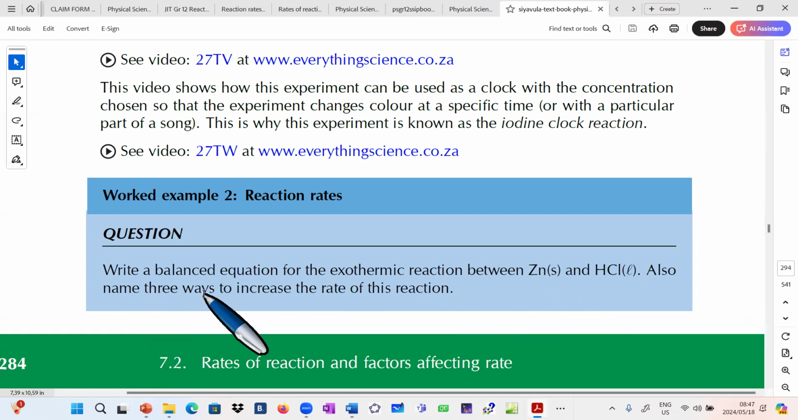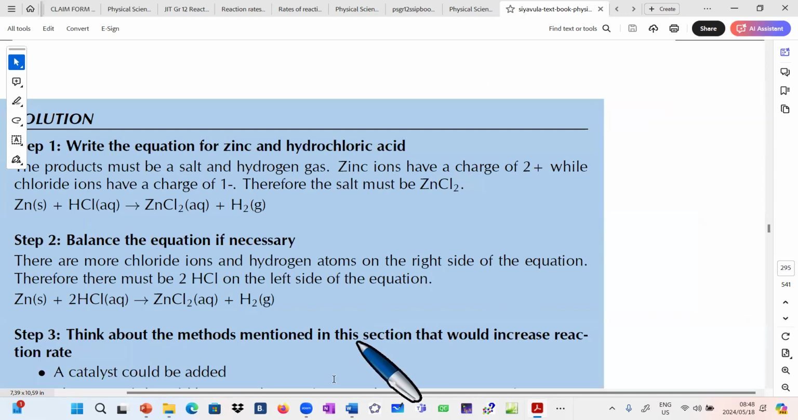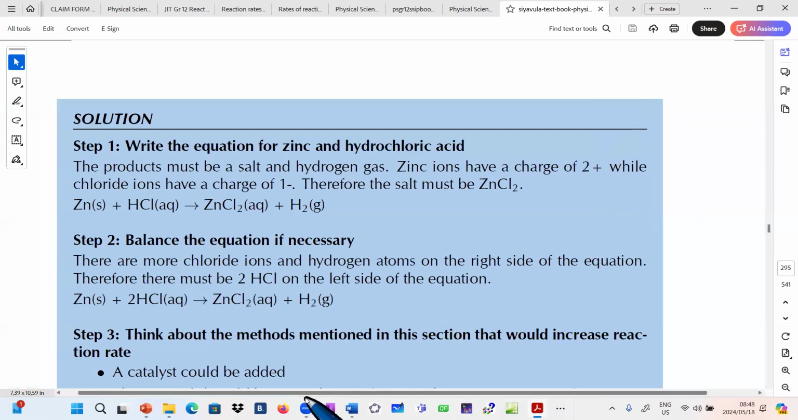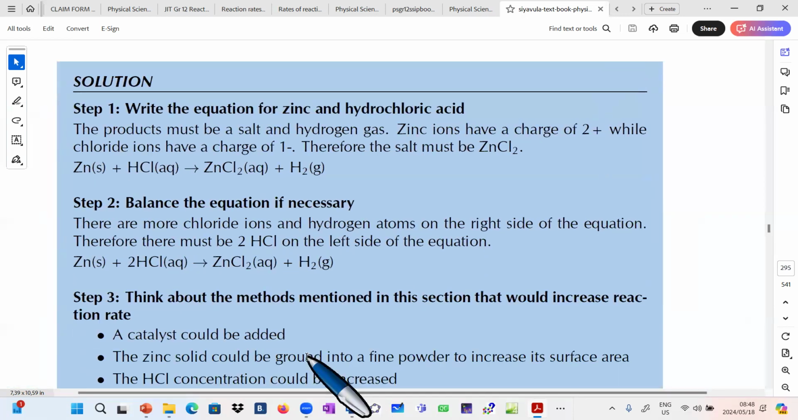Write a balanced equation for the exothermic reaction between zinc solid and HCl. Also, name three ways to increase the rate of this reaction. Here is the question, as an example. Let's discuss the solutions. In the first step, we want to write the equation for zinc and hydrochloric acid.